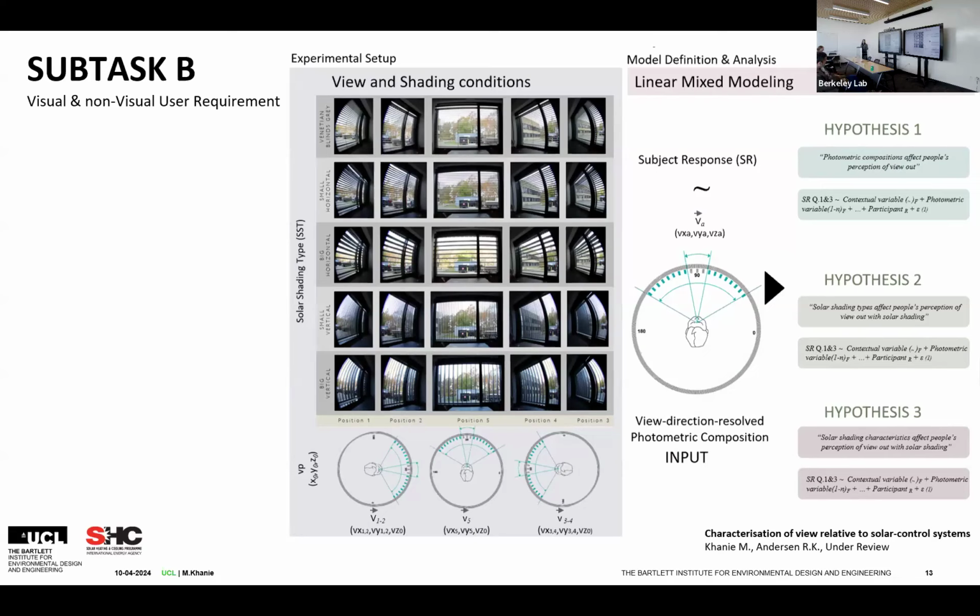So here is about characterization of view, again, in relation to shadings, the amount of view, and the photometric compositions. What are the relations between the subjective responses and the photometric composition created by the different shading or different facades? We have tried to explore this in a study that is under revision, and try to address or test several hypotheses of what kind of photometric compositions are created with different shading devices. How does that affect our perception of the view relative to the shading devices? So it's not about the quality of the view, it's just the view in relation to the shading device.